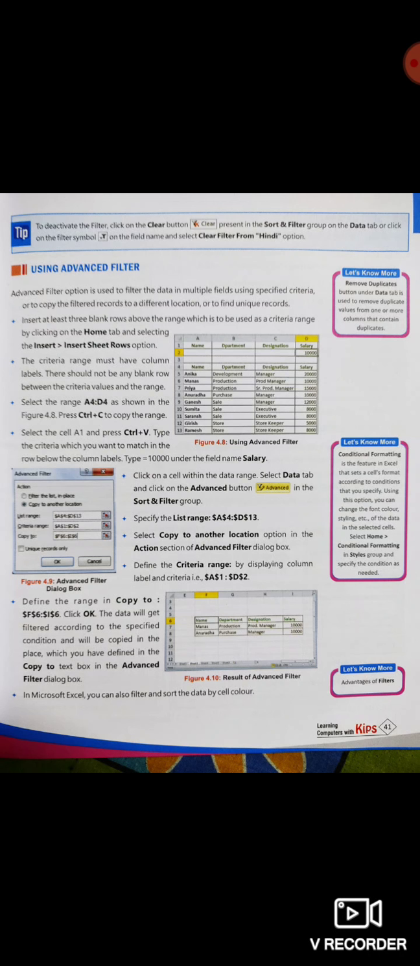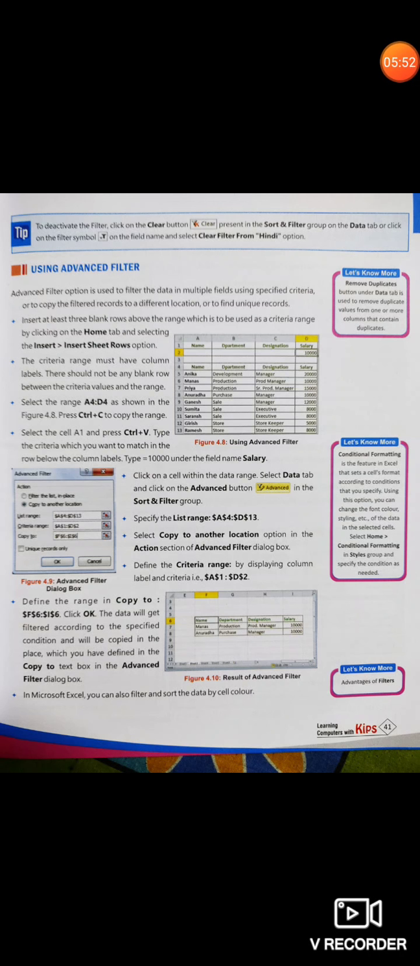Okay, there should not be any blank row between the criteria values and the range. Now we have to select the cell range, suppose A4:D4, as shown in figure 4.8. Okay, so you can look into figure 4.8. Now you have to press Ctrl+C to copy the range.